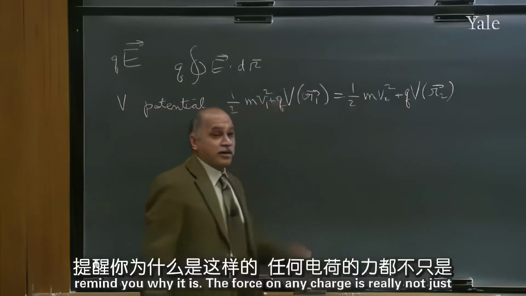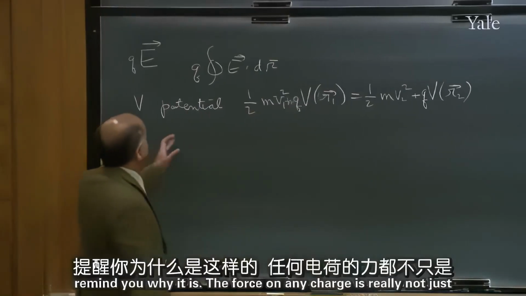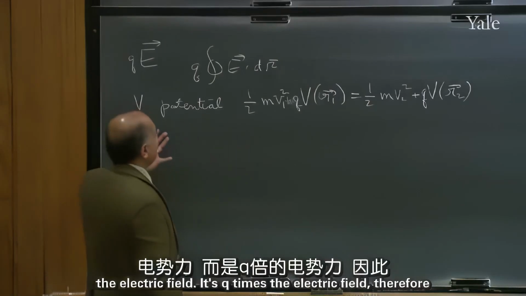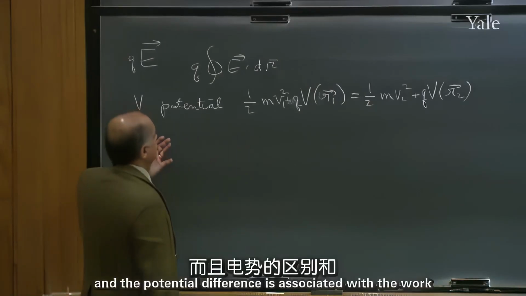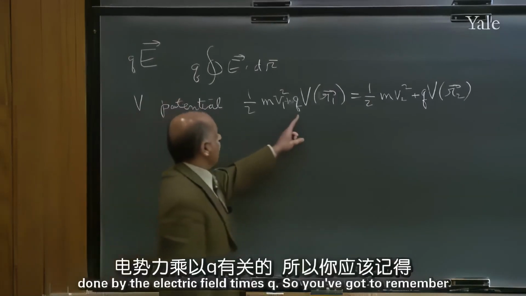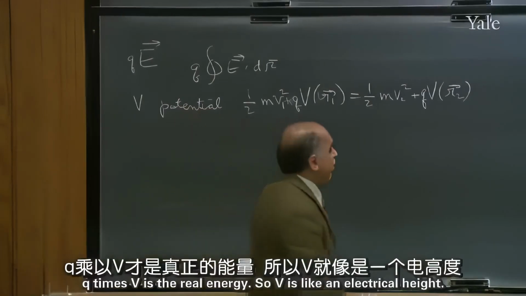So let me remind you why it is. The force on any charge is really not just the electric field. It's Q times the electric field. And therefore, the potential difference is associated with the work done by the electric field times Q. So you've got to remember, Q times V is the real energy. So V is like an electrical height.